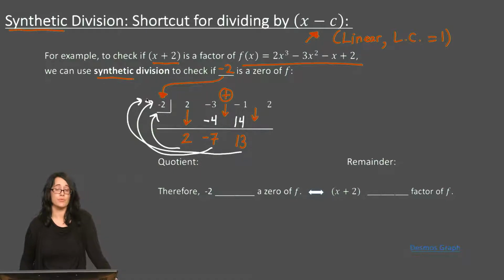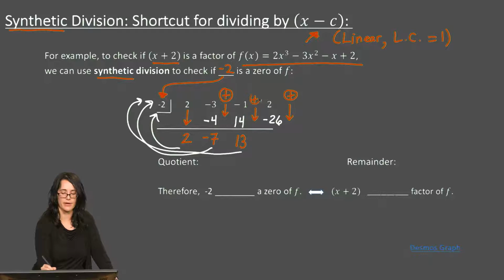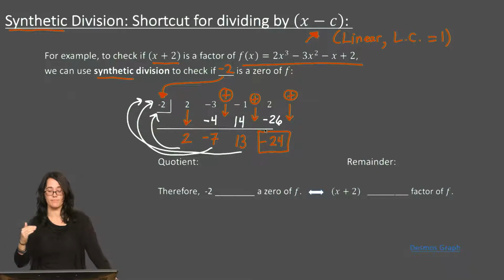13 times negative 2 is negative 26. Now, this is where we have the really important information. If we've done it correctly, if we haven't made any arithmetic errors, when we add down these last terms together, 2 and negative 26 gives me negative 24. Whatever you get as your final sum in the addition steps will be your remainder. So we have a remainder here of negative 24.